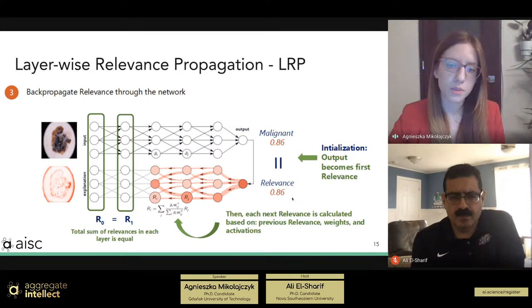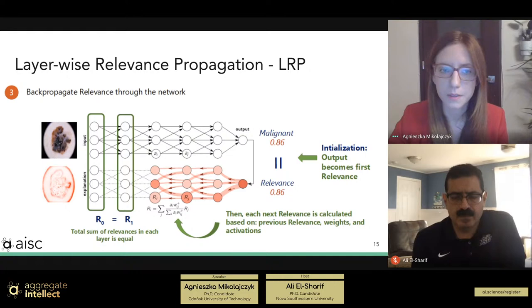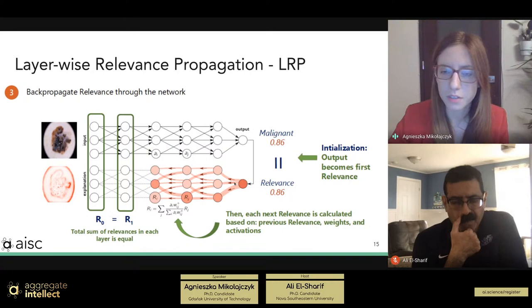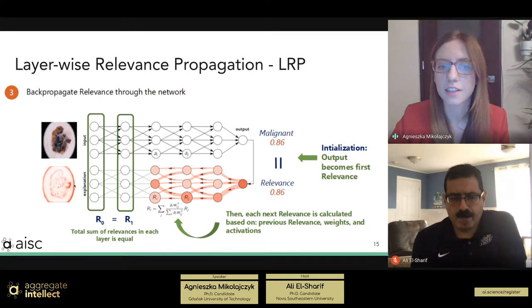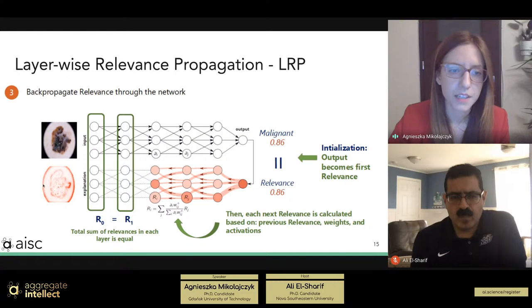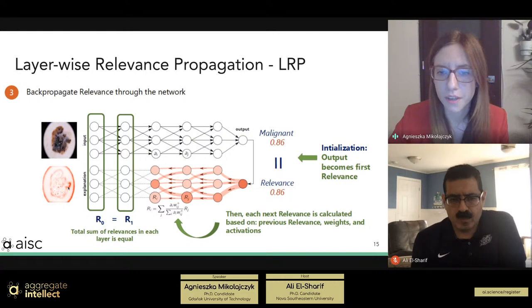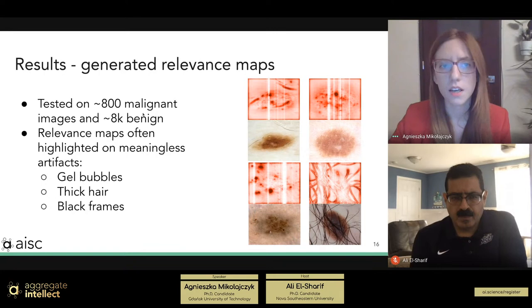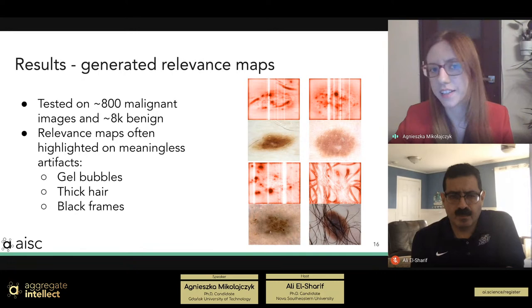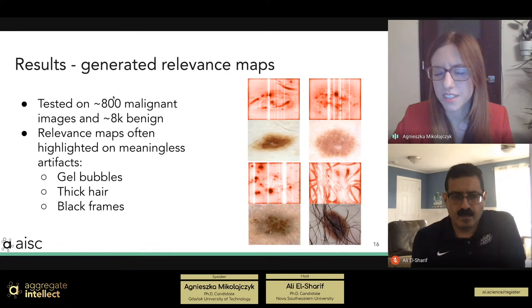And actually, the LRP method uses this in calculating the relevance score. So we use those activations and also the weights of the trained model to calculate relevance. And when we calculate it, we backpropagate to the input and achieve a relevance map. The redder the map, the stronger the influence on the final prediction. Okay, so we generated relevance maps for around 800 malignant images and 8000 benign. You can see a strong disproportion, because usually medical datasets have strong data class imbalance. So we also had this problem.